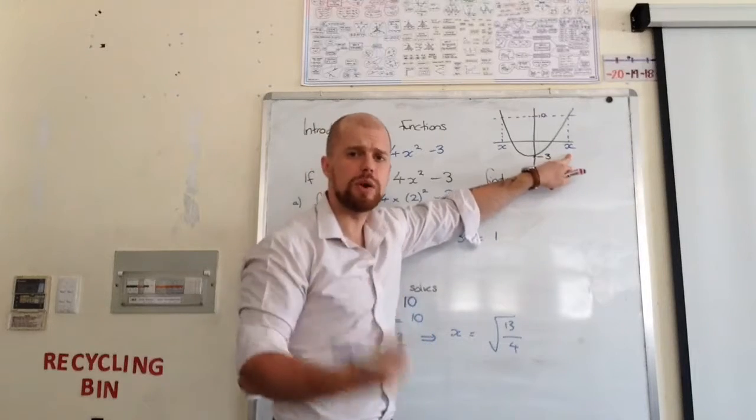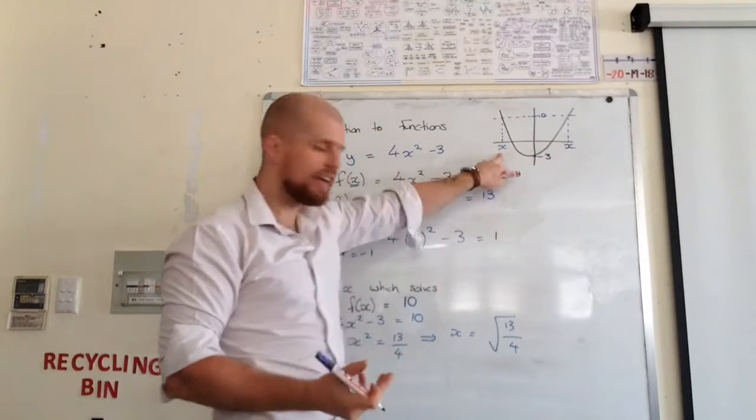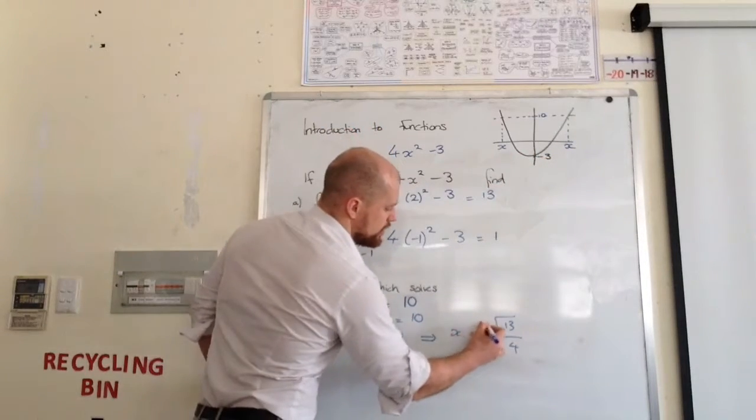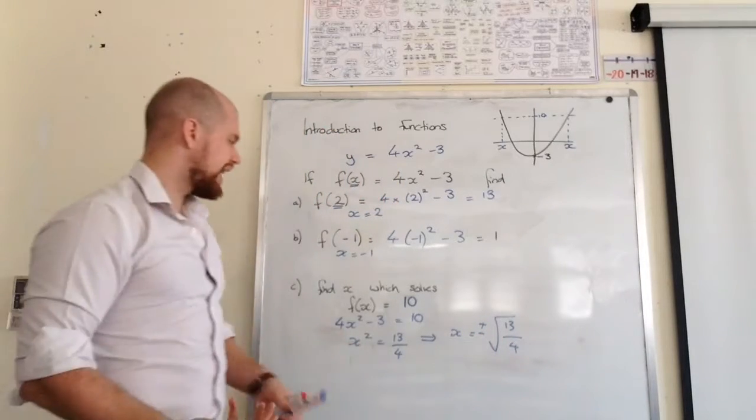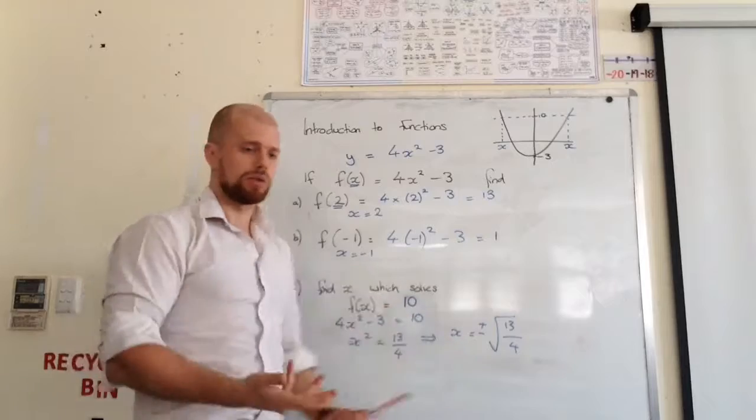But don't forget, when you square root, you also get a negative. So actually, we have two separate answers. If the question requires you to, put it in your calculator, leave it to 2 decimal places or 3 sig figs.